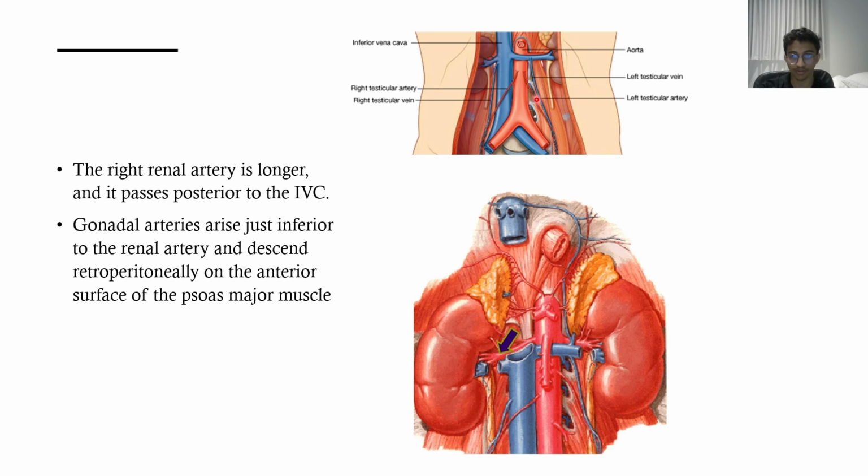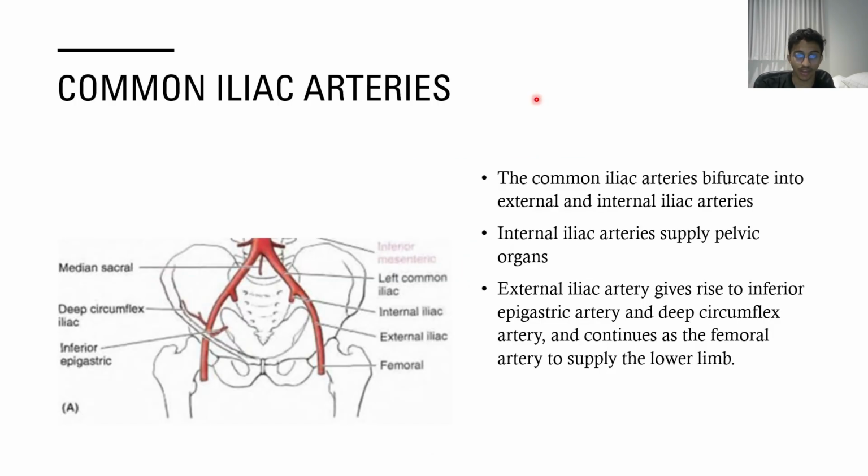I'm sure about the arteries, but I'm not sure about the veins. They both pass on the anterior surface of the psoas major muscle. Now the common iliac arteries, both of them, right and left, bifurcate into external and internal iliac arteries.